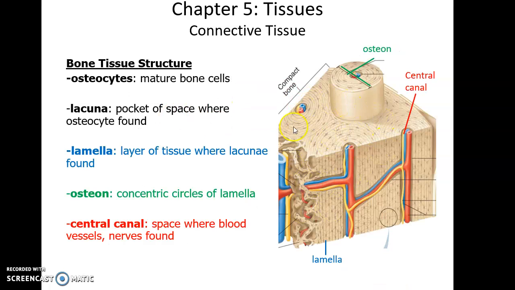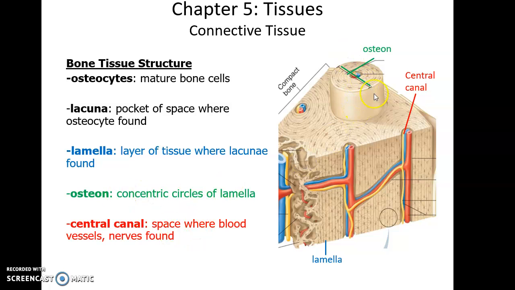Here is a wedge of bone tissue. And if we look at it, we can see there are these tiny little dark dots. Those tiny little dark dots are the lacunae, or little pockets. And within the lacuna is the osteocyte, the mature bone cell. We also have a lamella. A lamella is an actual layer of bone tissue. So one of the rings here is a lamella.